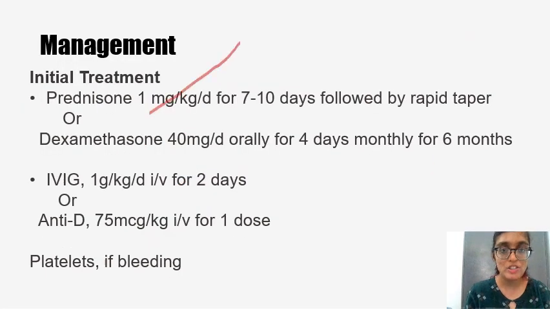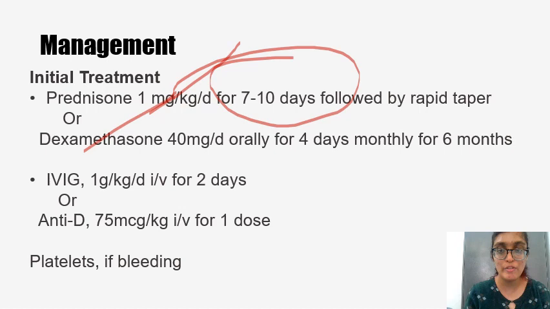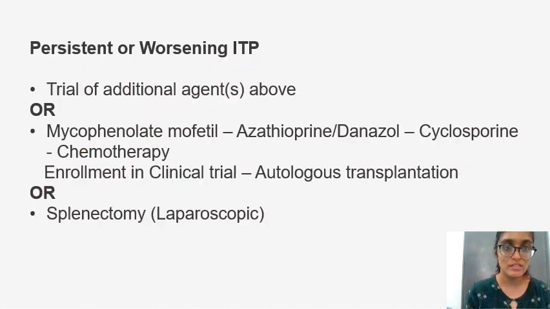So management is prednisolone 1 mg per kg per day for 7 to 10 days, followed by rapid taper, or dexamethasone 40 mg per day orally for 4 days monthly for 6 months. IVIG 1 gram per kg per day IV for 2 days. And anti-D 75 mcg per kg IV for 1 dose. Platelet transfusion if there is bleeding. In persistent or worsening ITP, you can add mycophenolate mofetil, azathioprine, danazol, cyclosporin or chemotherapy, and autologous transplantation or splenectomy.